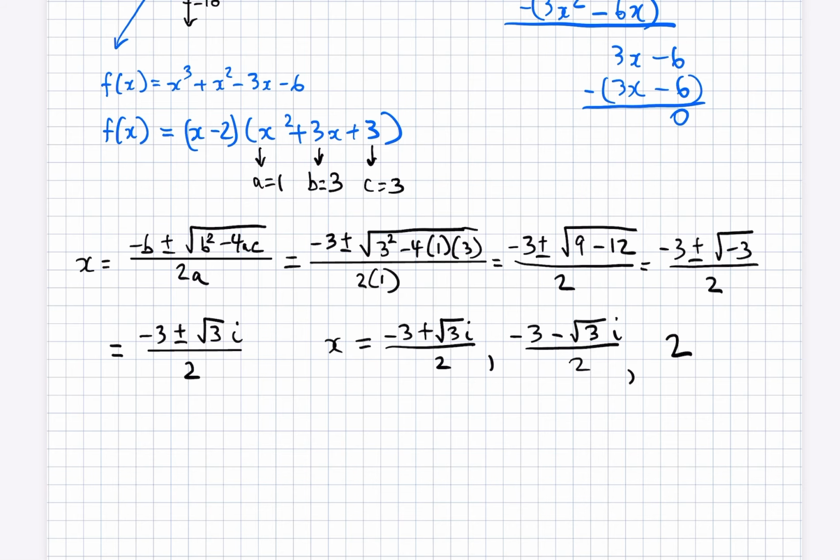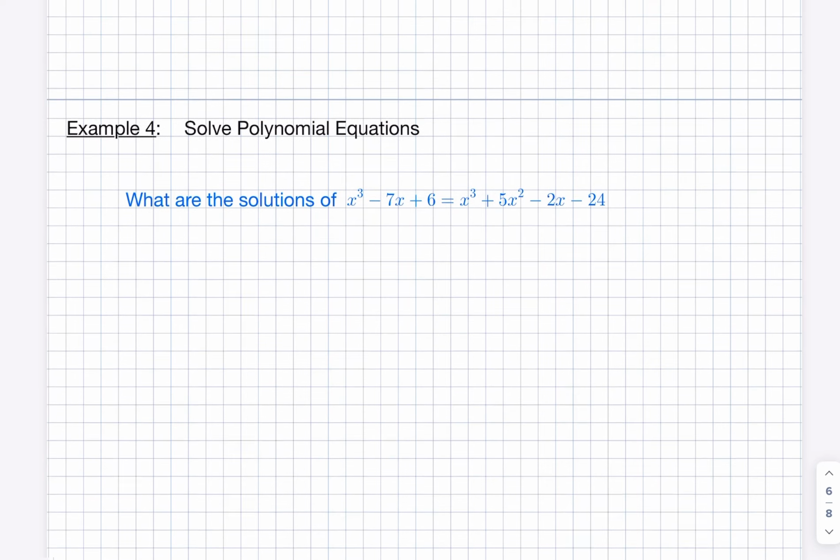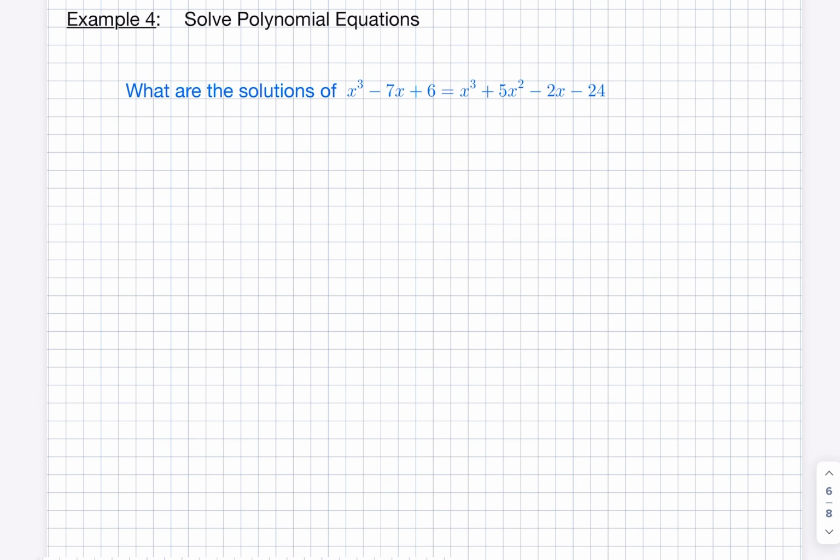Okay, so let's take a look at one last example. So here we're going to solve this polynomial equation. We have x cubed minus 7x plus 6 is equal to x cubed plus 5x squared minus 2x minus 24. Okay, so what we're going to do is combine like terms, move everything to one side of the equation, and set it equal to 0.